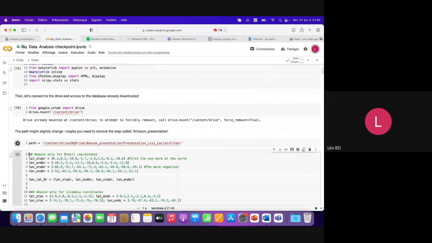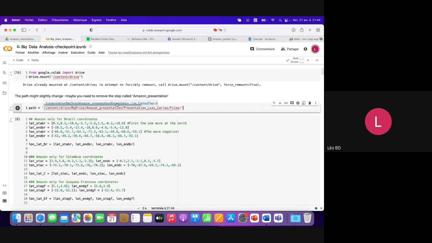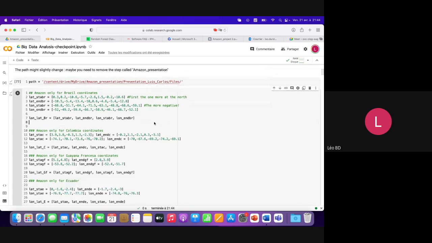To download the data, you need to correctly put the path of where the data are, and this path should be the same for you. Maybe you have to change some things because this is related to my computer and my drive, but it should be almost the same.